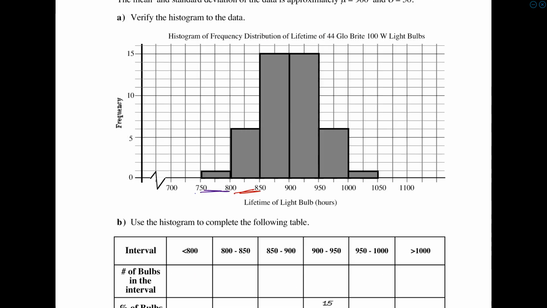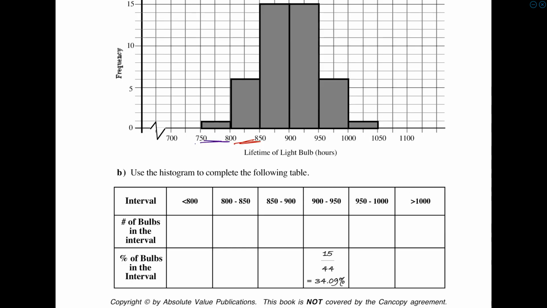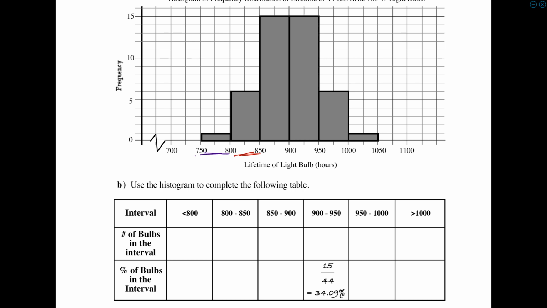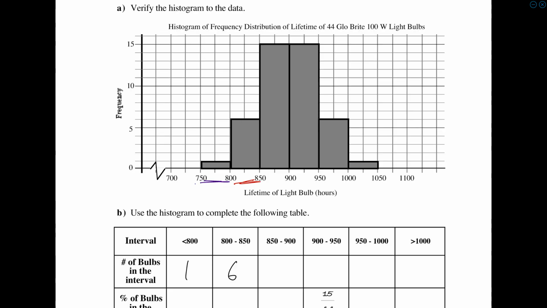Okay, so now let's use this histogram to complete the following table. How many bulbs were under 800? Okay. 800 to 850, I already mentioned this one: 6. Yeah. Now, what about this next one? 850 to 950. Okay, and then it looks like this one was perfectly mirrored going down. That's almost too good.